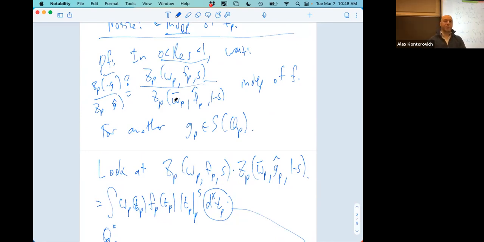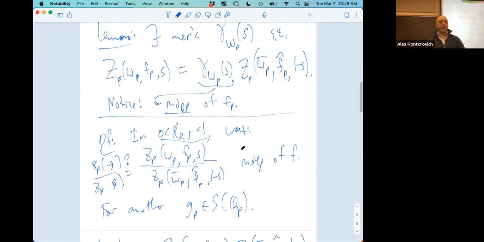So what about the quotient? Now we know that this thing is the same when I replace f by g. So I take quotients this way and that way, and I find that Z_p(ω_p, f_p, s) divided by Z_p(ω bar_p, f hat_p, 1 minus s) is the same with f_p replaced by g_p for any other g_p. The other cross multiplication would be literally the same. Oh, we proved a global functional equation, actually.